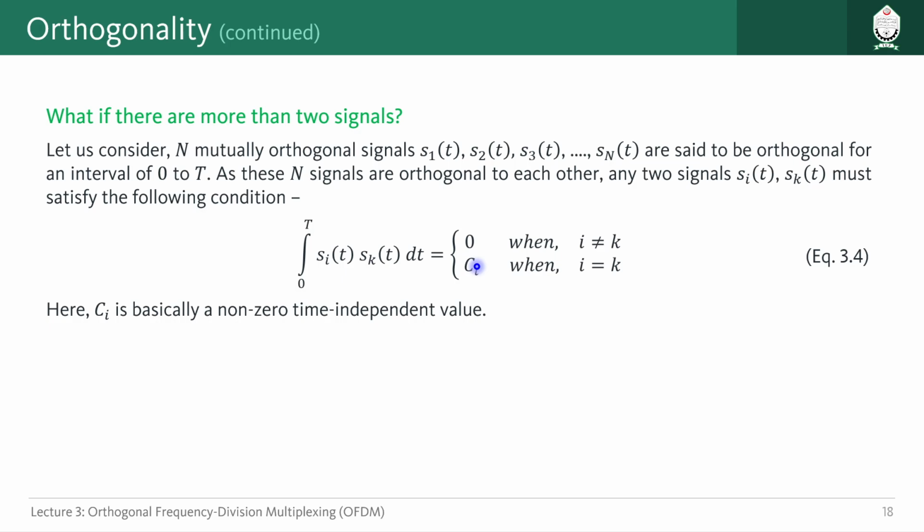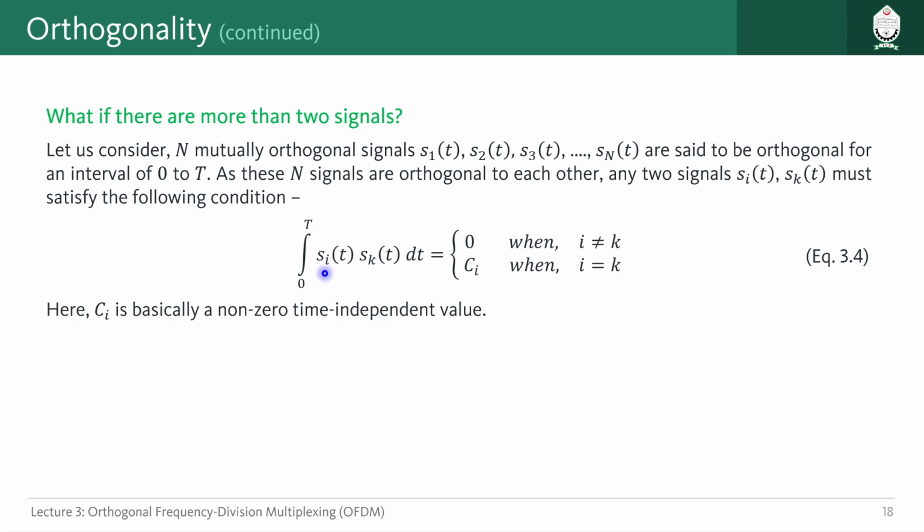Now what if there are more than two signals? Can we define orthogonality then? To do that, let us assume that we have n mutually orthogonal signals, S1, S2, S3 up to Sn. We have n signals which are orthogonal to each other for an interval of 0 to T. Now if I want to define orthogonality in this case, let us just take two signals from this combination of n signals, Si of t and Sk of t. Then they should hold the following properties, which is this one.